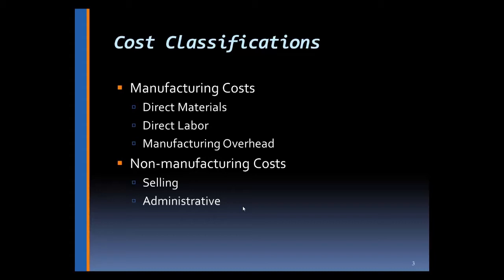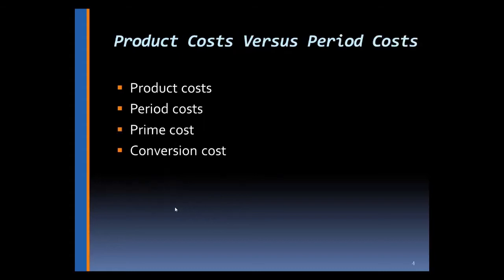Non-manufacturing costs are quite often called selling, general, and administrative. And they consist of such items as administrative salaries, sales commissions, office rent, advertising, things of that nature. Now let's look at these from a different standpoint. Let's talk about product cost versus period cost.